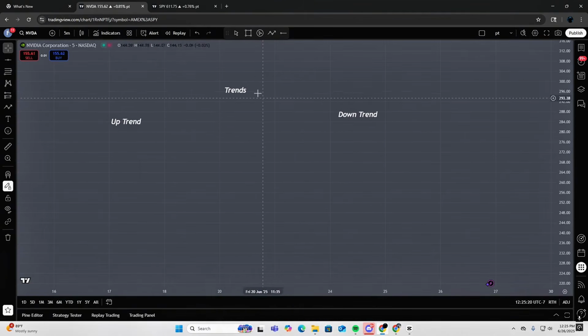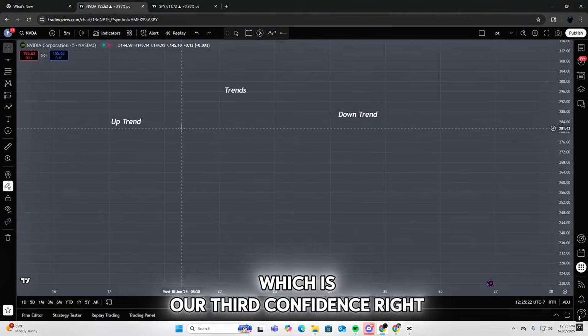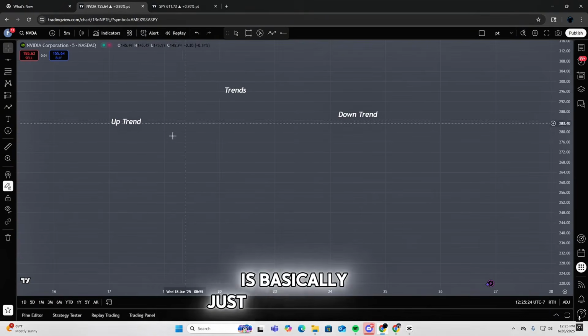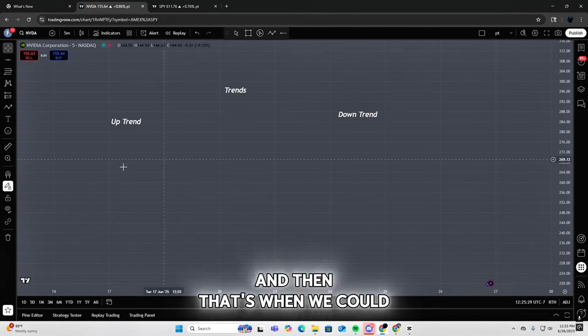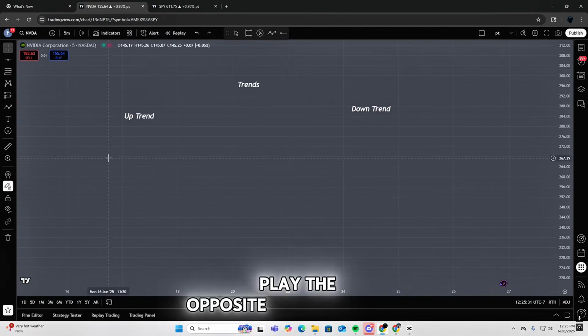And then obviously we have our market structure shift, which is our third confluence. What a market structure shift is, basically, is when we're getting signs that we're actually going to change direction, and then that's when we could actually play the opposite direction.